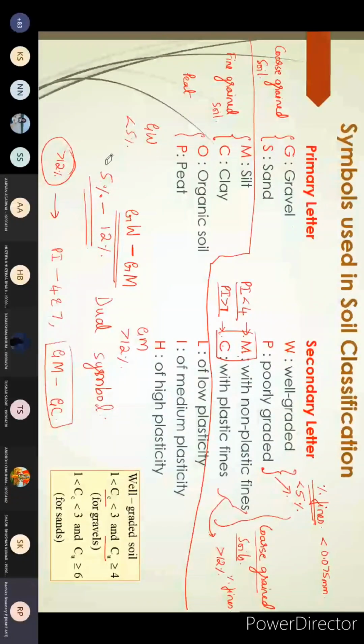So coarse grain classification, is it clear? Can some of you say what are the possible symbols we can get just for the coarse grain soils?